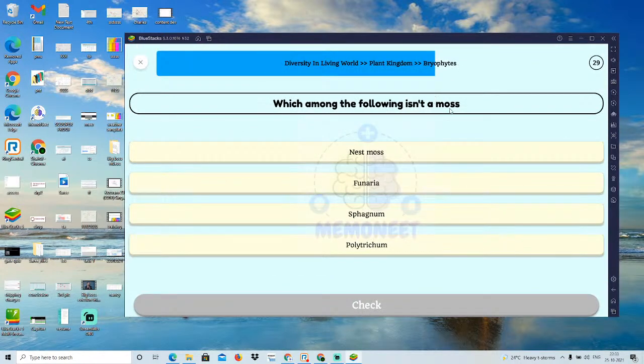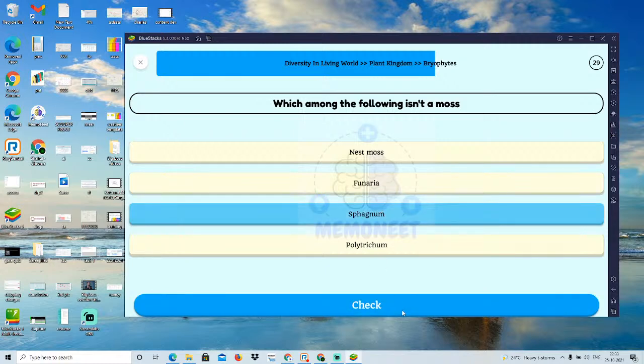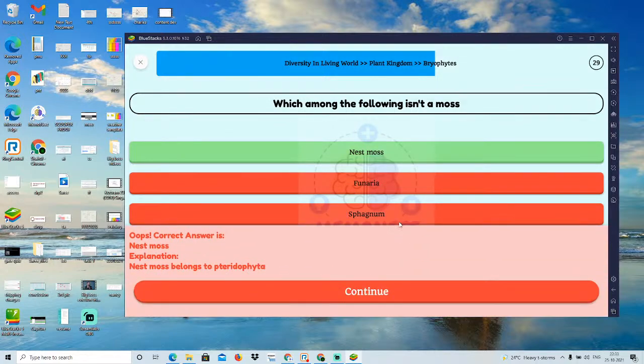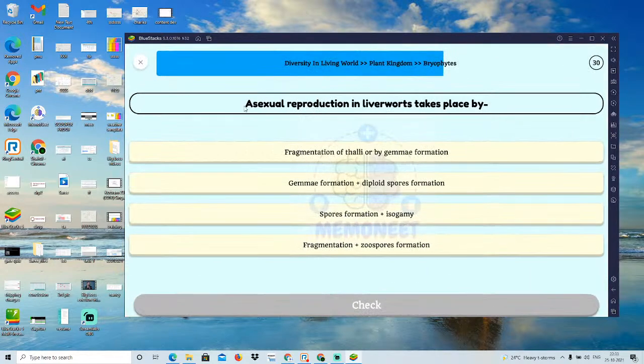Which among the following isn't a moss? I think Funaria is a moss, Polytrichum is a moss, and Sphagnum is a moss as well. Sphagnum is not a moss. Sphagnum is a liverwort. Oh, nest moss belongs to pteridophyte. Okay, it's a good thing to learn.